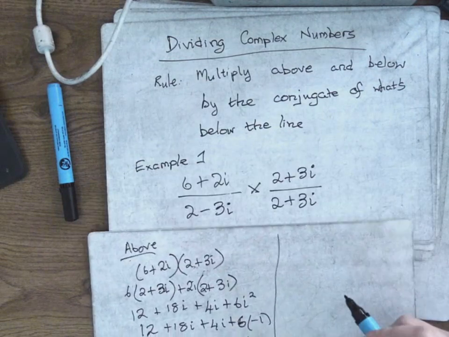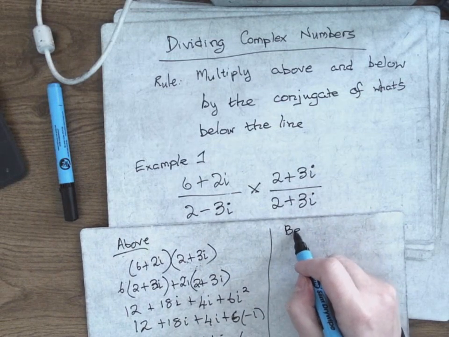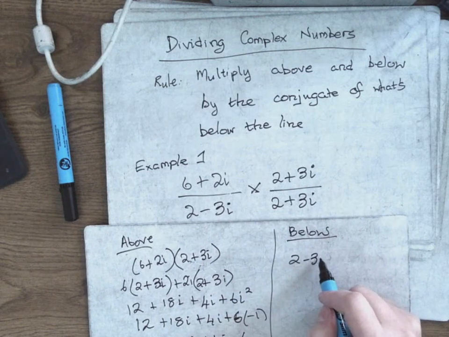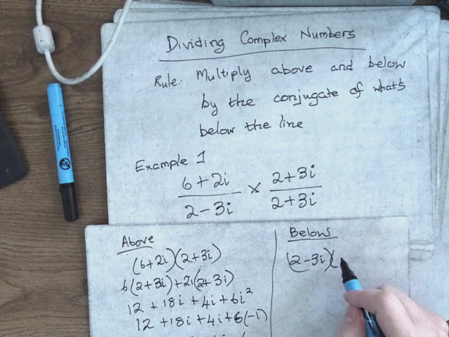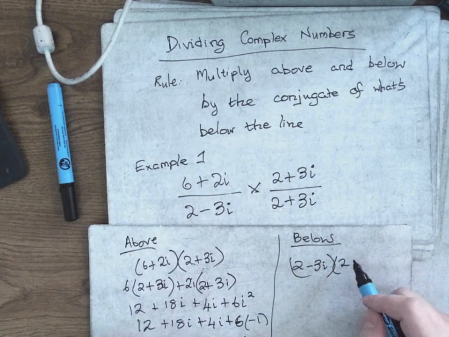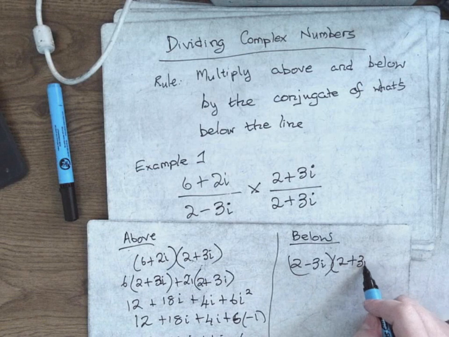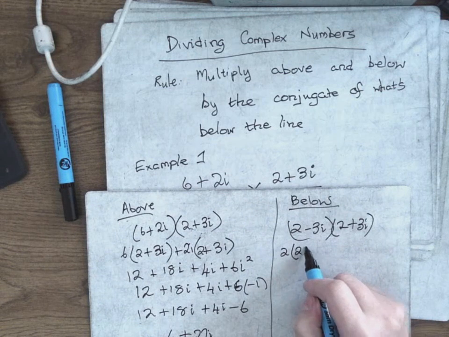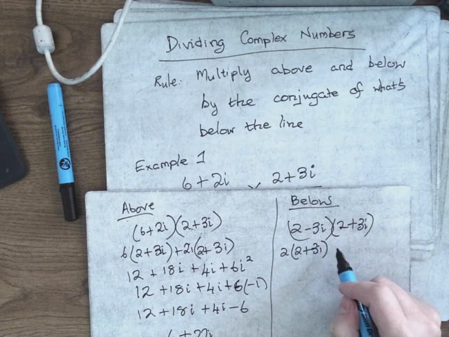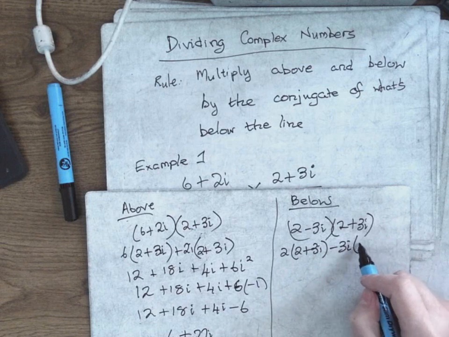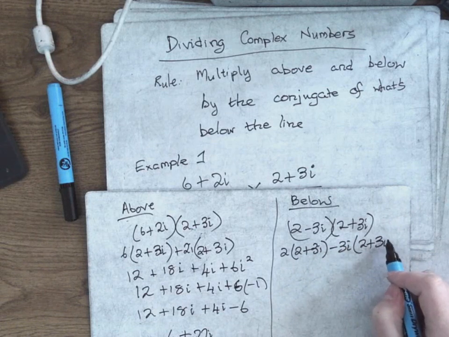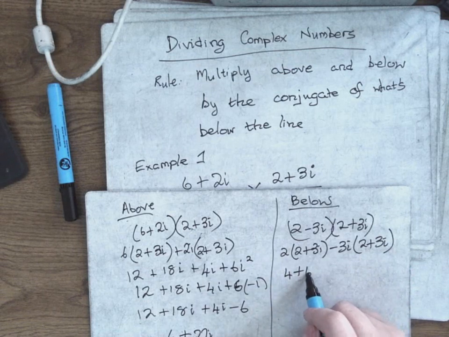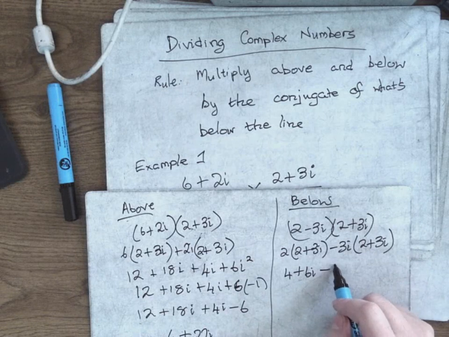Now I need to do my calculations below the line. So below the line, what do I want to multiply, please? 2 minus 3i by 2 plus 3i. So again, it's just a multiply. I split up the first bracket, write the second bracket down twice. Minus 3i times 2 plus 3i. Multiplying out, I get 2 2s are 4. 2 by 3i is 6i. Minus 3i by 2 is minus 6i.